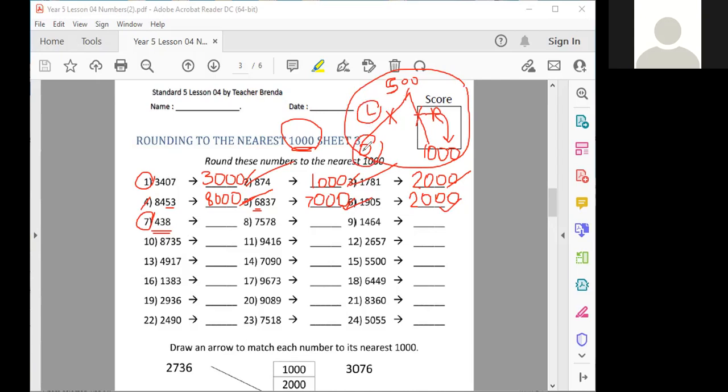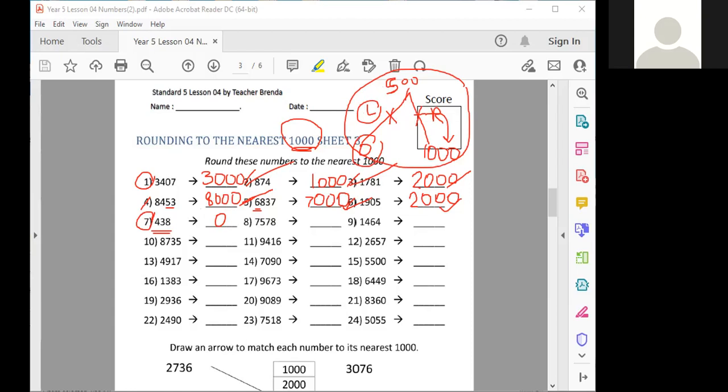And so where will it go? Yes, it goes to 0. Weird, but that's correct. Yes, it will round off to 0 if you are rounding off to the nearest thousands. It will become 400 if you are rounding off to the nearest hundreds. It will become 440 if you're going to round off to the nearest tens. So your answer will change depending on your question. What are you rounding off? Do you understand? Okay.